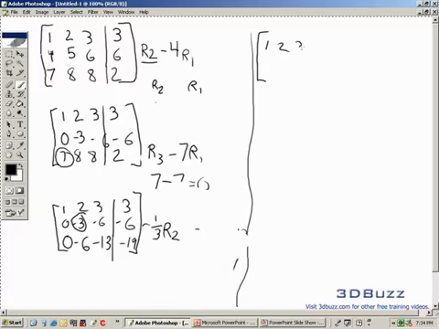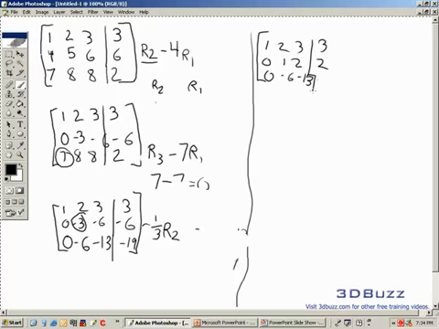1, 2, 3, 3. 0, 1, 2, 2. And 0, negative 6, negative 13, negative 19. Cool. Okay. So now, I guess we can add, we'll go row 2.